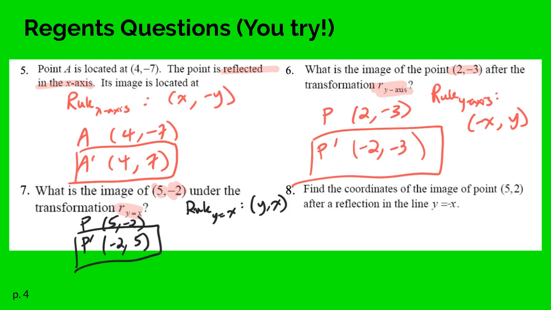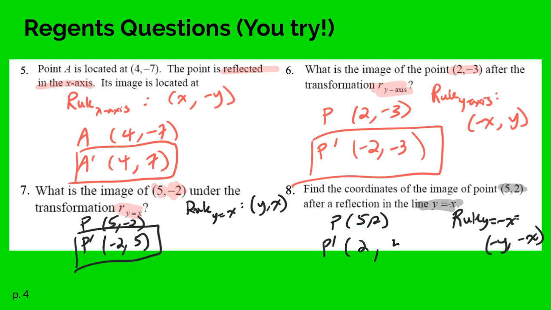And then finally for number 8, our rule was after we reflected over the line y equals -x for this point 5 comma 2. My rule was flip it and negate it. So it was going to be -y comma -x. So my P prime is going to be a result of me flipping these two coordinates, right? So 2 becomes my x, 5 becomes my y, and I'm going to negate both of them. So this should be my image point.